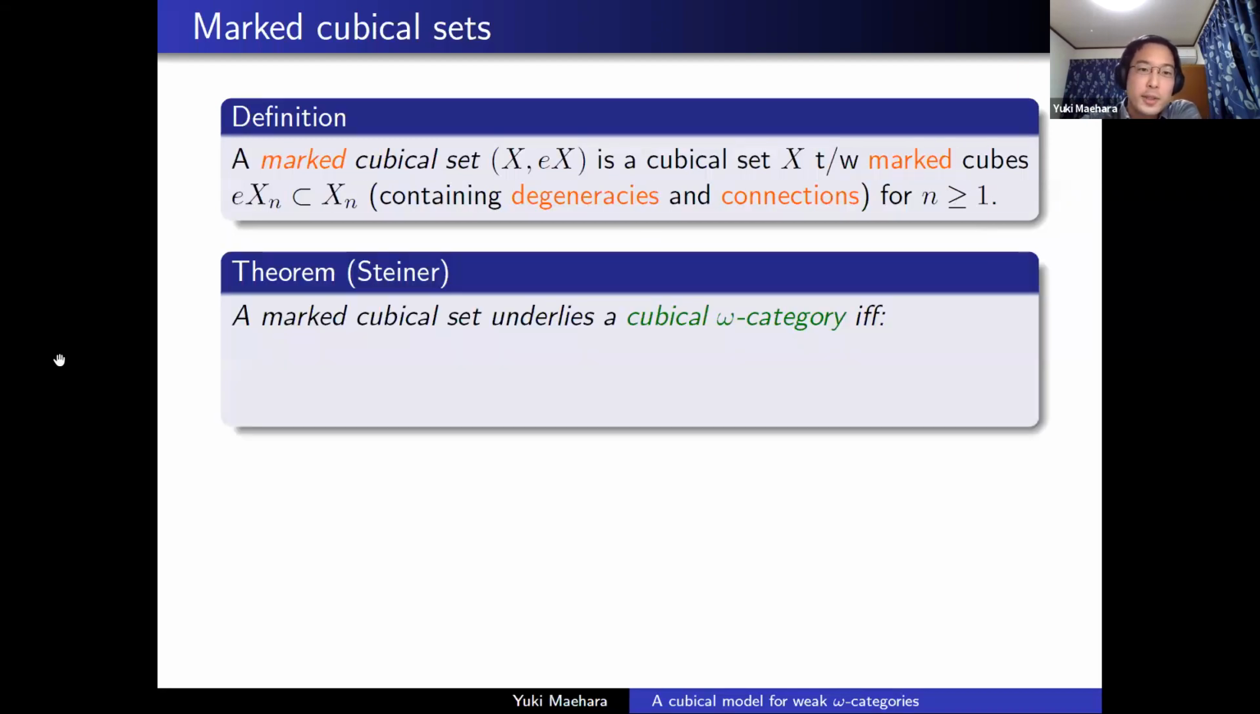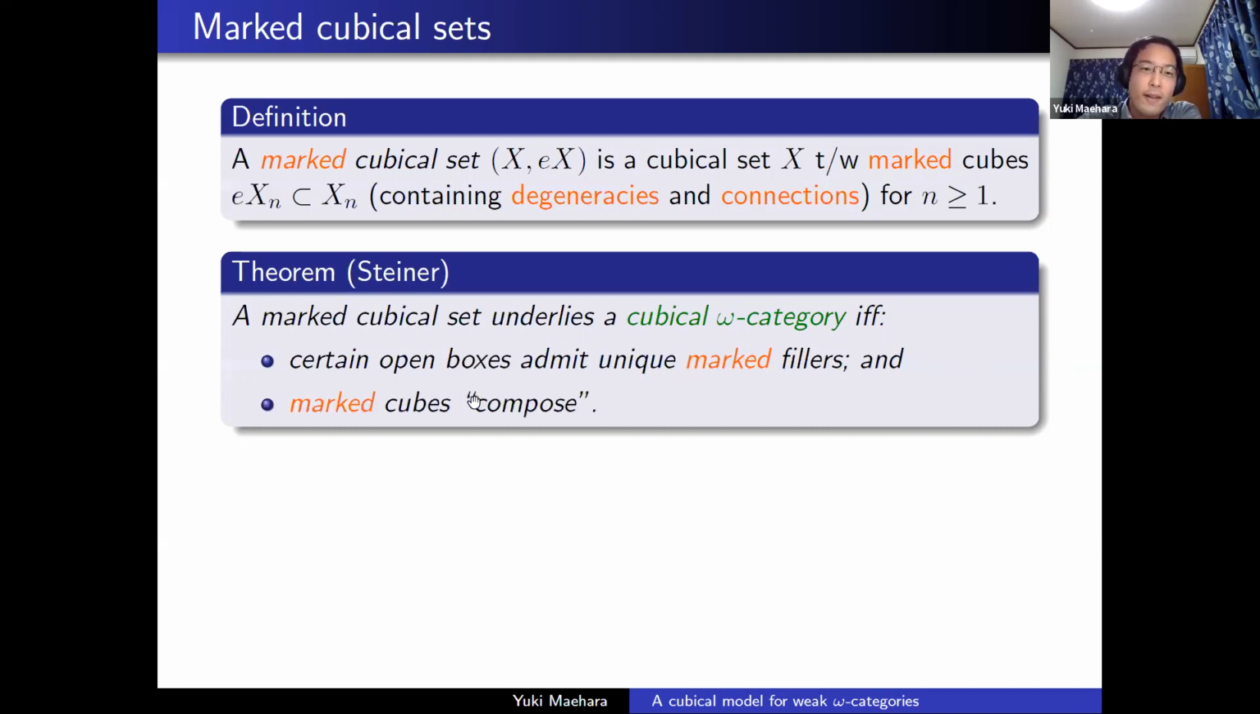Now it's a theorem of Steiner that a marked cubical set underlies a cubical omega category if and only if certain open boxes, by which I mean the sort of boxes that I showed you on the previous slide, admit unique marked fillers, hence encoding compositions. And moreover, these marked cubes compose, in the sense of the composition encoded by these marked fillers. Marked things should compose to marked things because the composite of identities is still an identity.